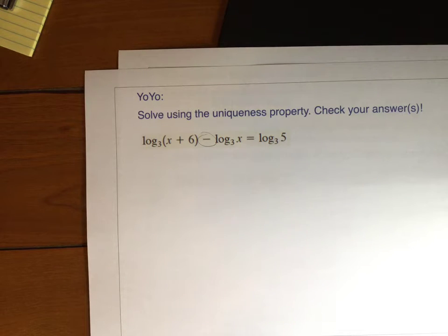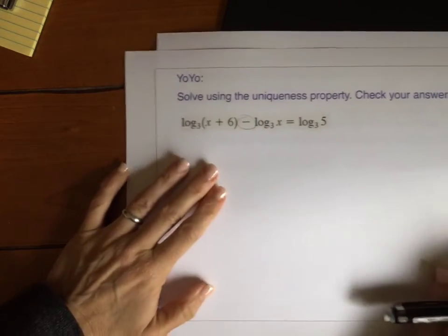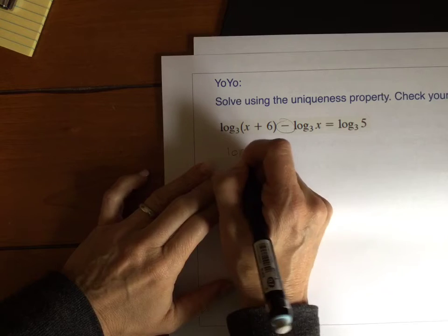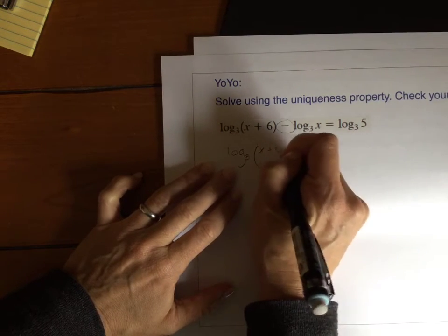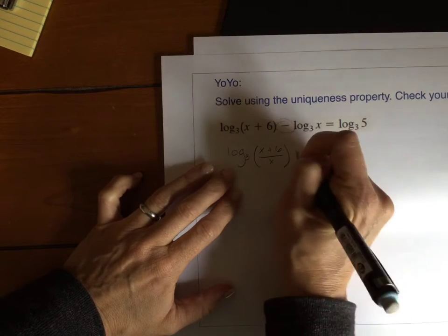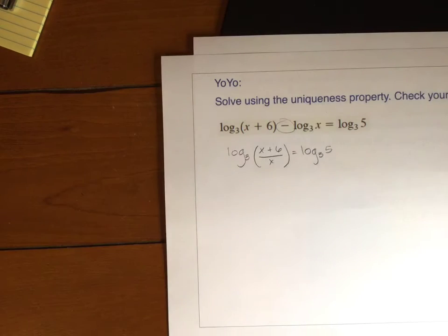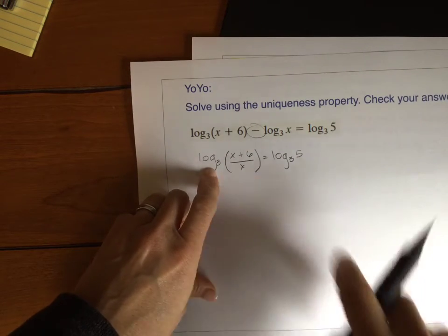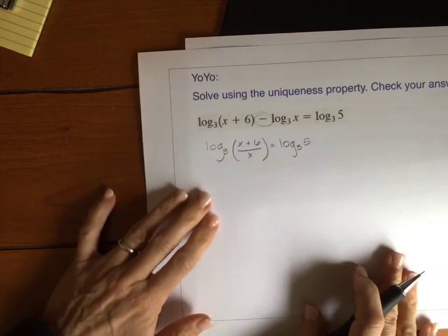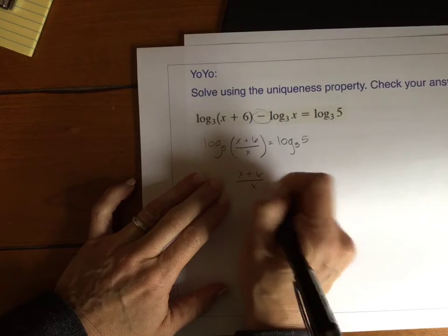All right, I'm assuming you had some time to pause. Properties of logs say subtraction is the same as division, so my first step might be to write this: log base 3 of x plus 6 divided by x equals log base 3 of 5. Now I have it set up where I could use the uniqueness property. Log base 3, that's the same, so they can basically disappear, leaving me with just x plus 6 over x equals 5.